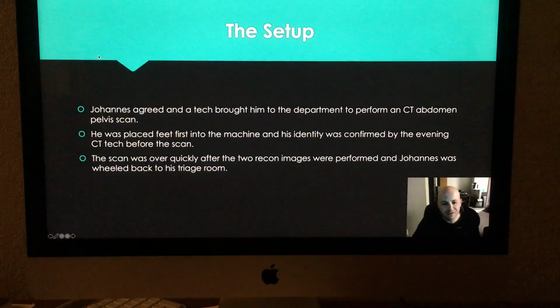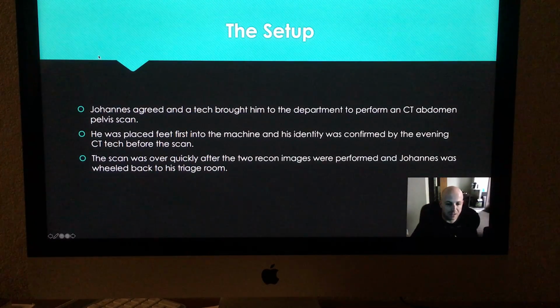setup for this. Okay. So Johannes agreed, and a CT tech brought him to the department to perform a CT abdomen pelvis scan. He was placed feet first in the machine, and his identity was confirmed by the evening CT tech before the scan. First and last name, date of birth, your two standard identifiers for patients. The scan was over quickly after the 2 recon images were performed, and Johannes was wheeled back into his triage room.